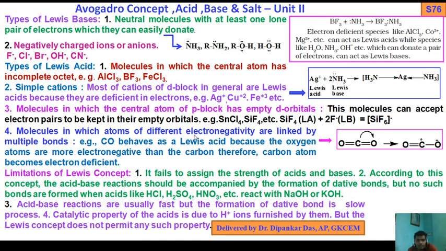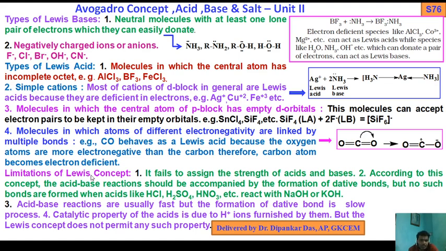Number 4, molecules in which atoms of different electronegativity are linked by multiple bonds. For example, CO2 behaves as a Lewis acid because oxygen atoms are more electronegative than carbon. Therefore the carbon atom becomes electron deficient. Due to higher electronegativity, the electron pair goes to the oxygen atoms. That's why carbon bears a positive charge and oxygen a negative charge.